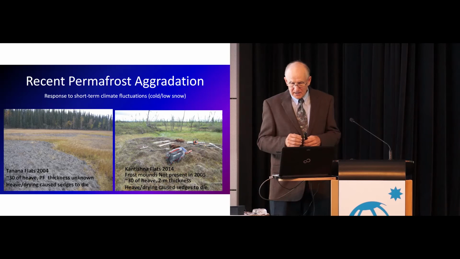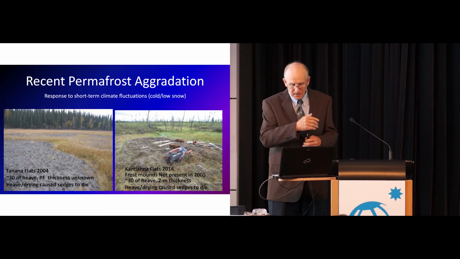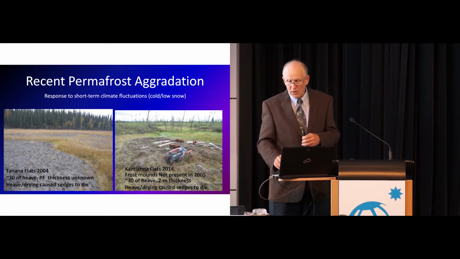And we've seen that was a modeling example, but we have observations in the field that indeed we have instances where permafrost has reaggraded and jacked up the surface. Here's a photo from 2004 with permafrost reaggrading, immediately jacking up and killing the sedges, and we saw the same thing out in Kantishna Flats in 2014, where cold temperatures in the 2004, 2006 range with low snow resulted in permafrost reaggrading.